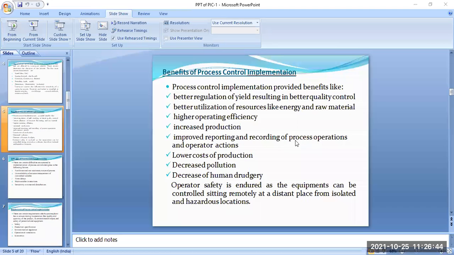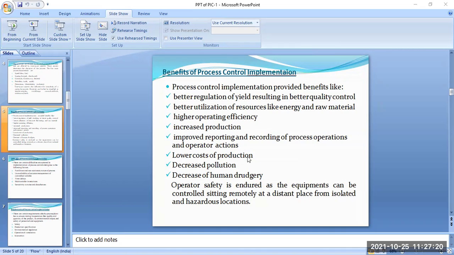Okay, number 5, improve reporting and recording of process, operations, and operator actions also. Okay, so I was telling that previously. The output is given according to the timing format, and at that time you have to record this output. So according to time, you have to improve the reporting and also the recording system of process, operation, and operator actions also.